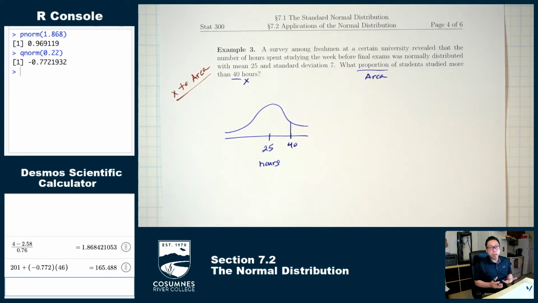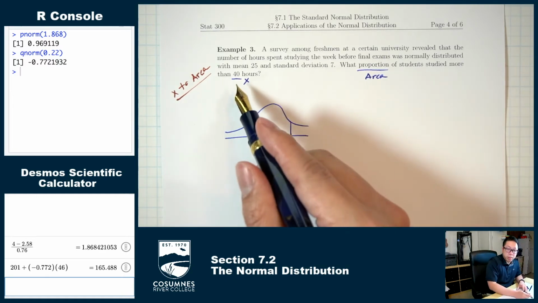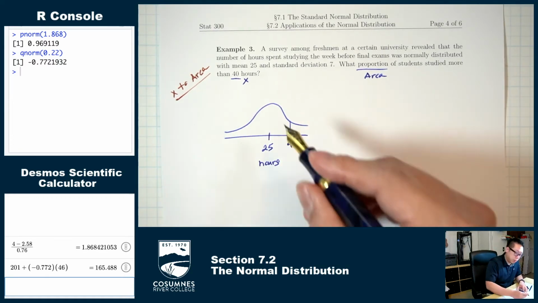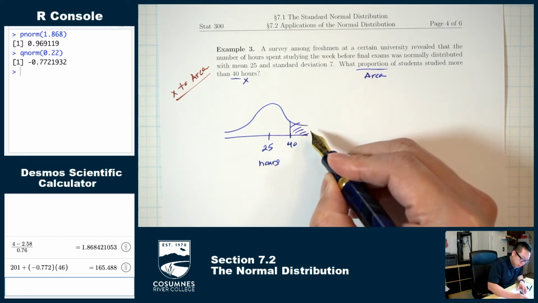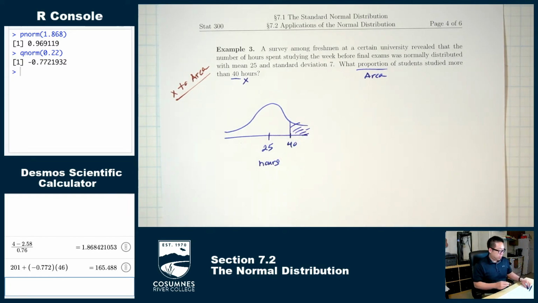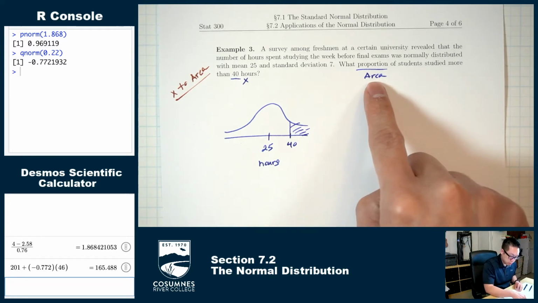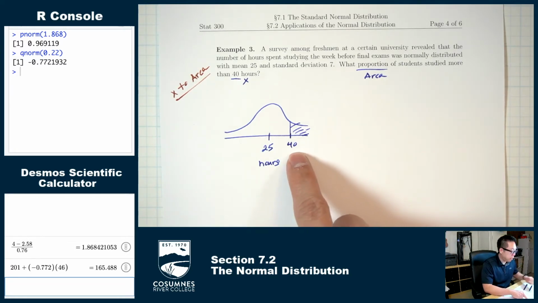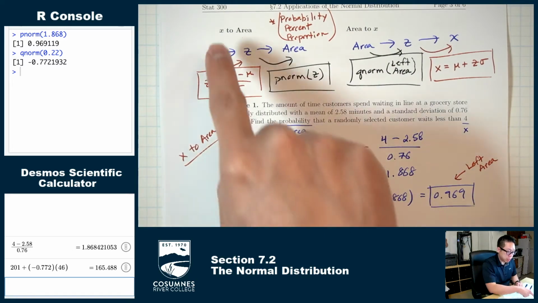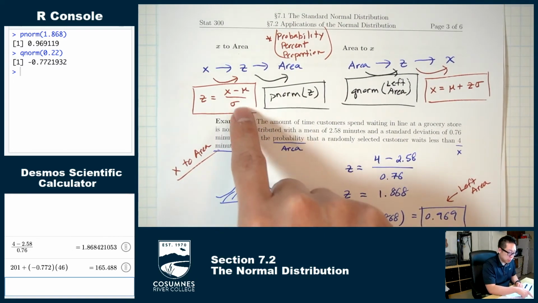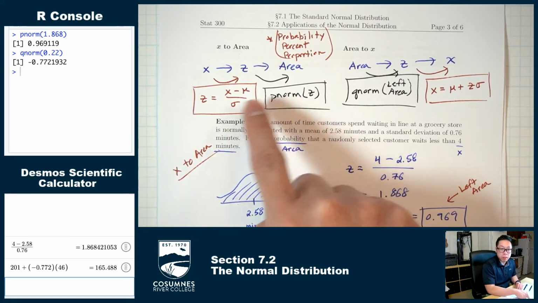Question is, is this shaded to the left, shaded to the right, or shaded in the middle? It says more than 40. More than 40 would be to the right. So this is shaded to the right. And that's the setup. So I'm looking for the area to the right of 40. And then we said it was an x to area problem, so my workflow should be z-score and then p-norm.